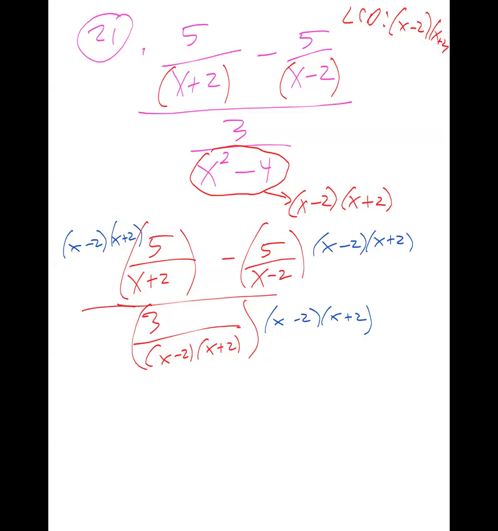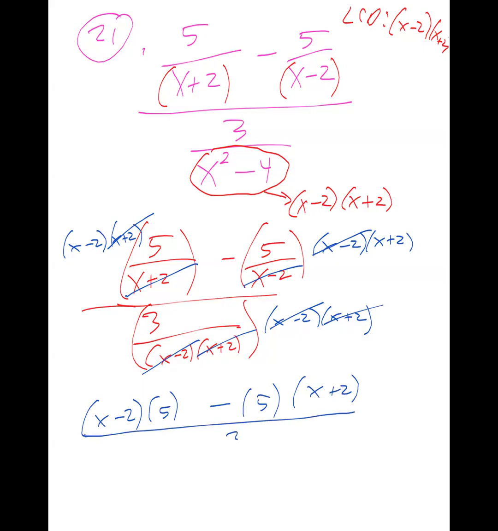So get ready. First, we need to cancel things out. What cancels out of the first fraction? The x plus 2 cancels out with the x plus 2. What cancels out of the second fraction? The x minus 2 cancels out the x minus 2. What cancels out of the third fraction? Both, yes. I love that. Now you get x minus 2 times 5 minus parentheses 5 times x plus 2. But there's only a 3 in the bottom, so that's good. Now we have to distribute. 5 times x is 5x.